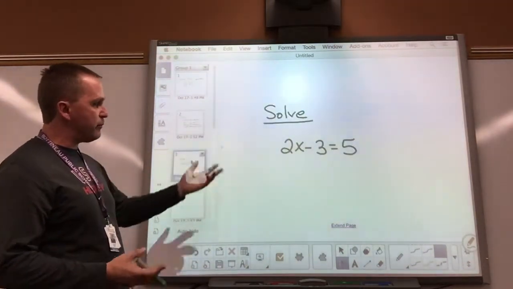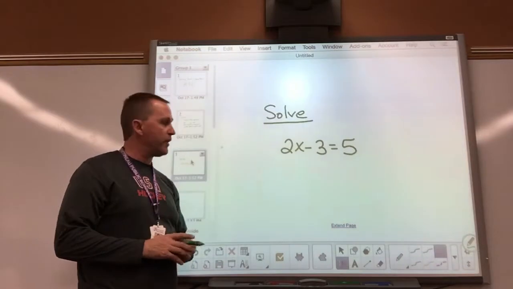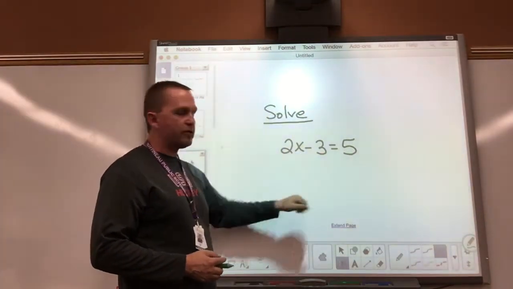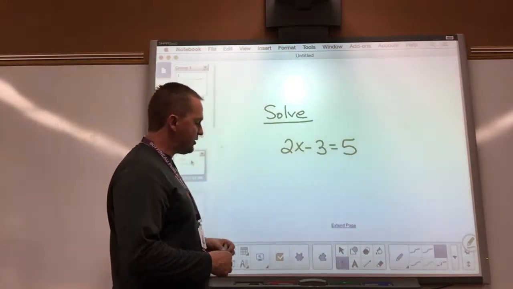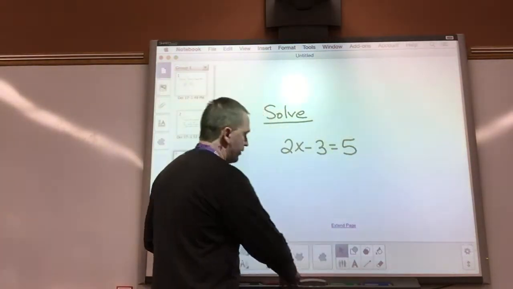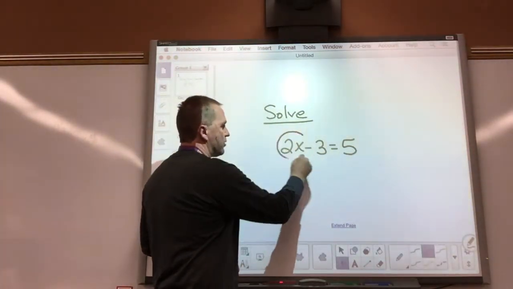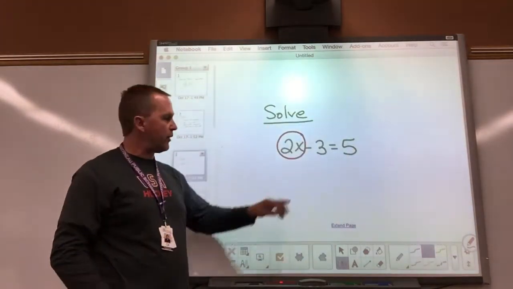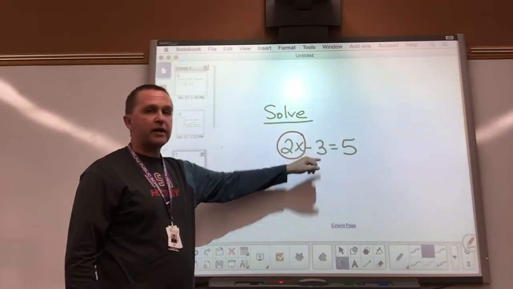So let's move to the first problem, and we'll do the problem that I had in the example. We're going to solve 2x minus 3 equals 5. We're going to work hard to try to get x by itself. The first thing that I always like to do here, and I'll use a different color, is I like to get the term that includes x by itself. So I'd like to leave the 2x alone to start with, and I'd like to focus on the subtract 3.